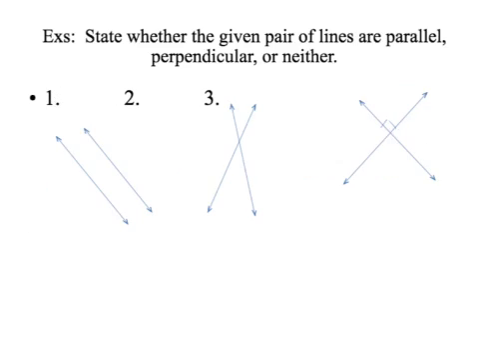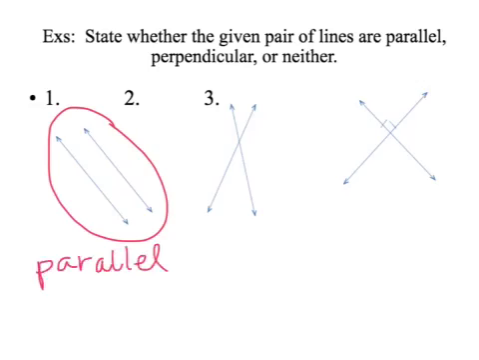So here are some examples. This says state whether the given pair of lines are parallel, perpendicular, or neither, just by looking at the picture. Looking at example number 1, we're looking at these two lines. Are they parallel, perpendicular, or neither? Now these two lines look like they're never going to touch each other, and we're going to assume that that's true. So you can go ahead and say that these lines are parallel. You can write that out, or you can use the symbol for parallel.